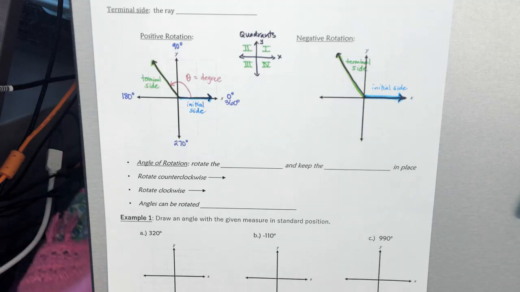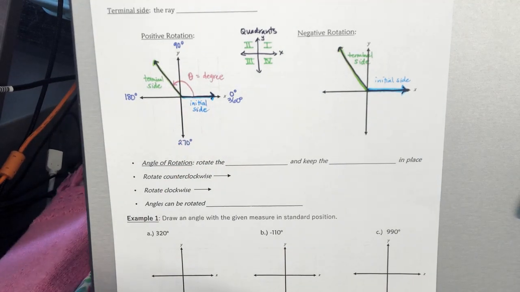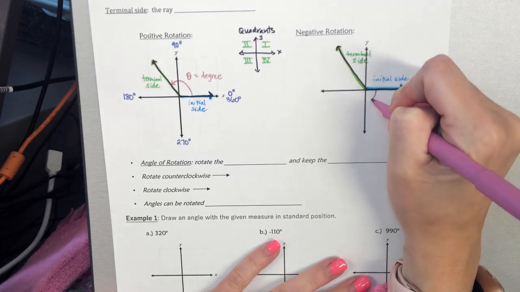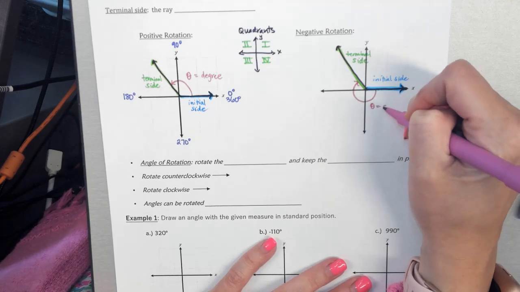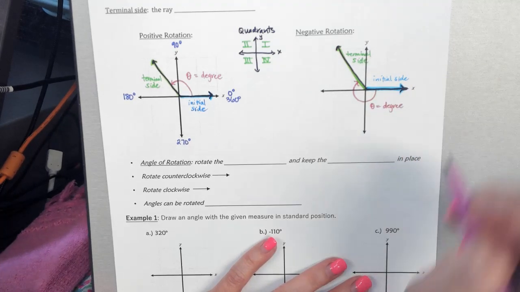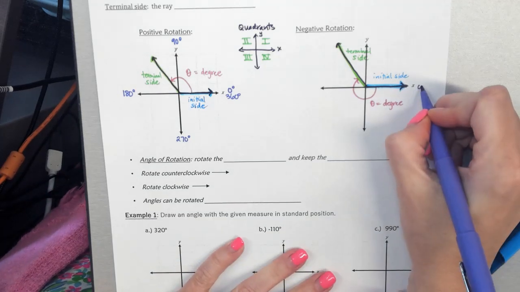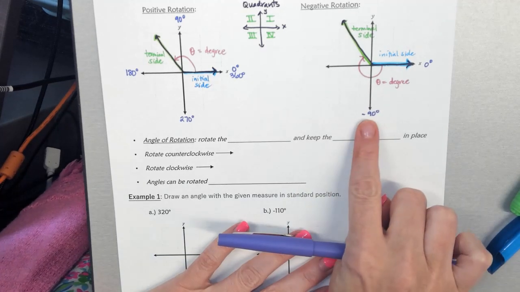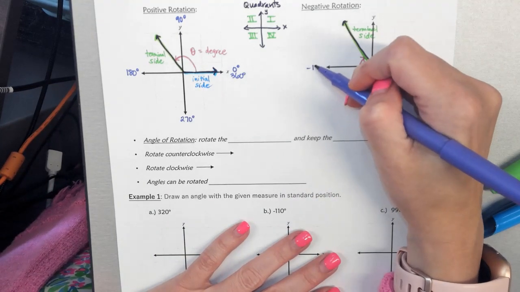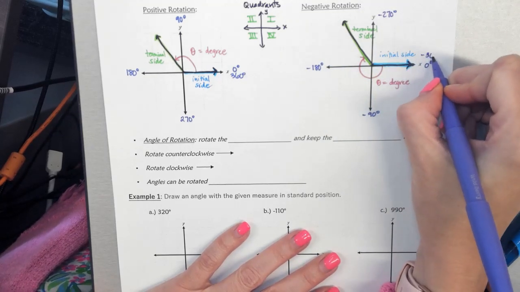Now, if it's a negative rotation, instead of going counterclockwise, which is what we did here, we are going to go clockwise. So you start at the initial side and you end up at the terminal side. Your theta is still going to be a degree, but in this case it would be a negative degree. So you still start at 0, but then you would have negative 90 below. This would be negative 180, negative 270, and then negative 360.